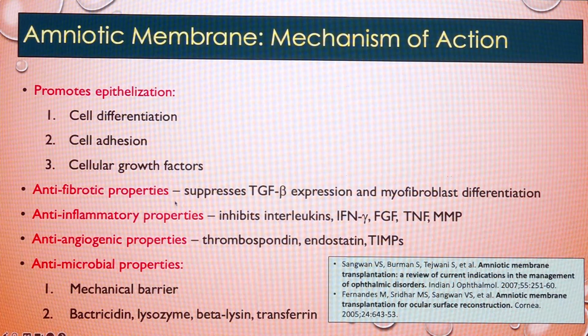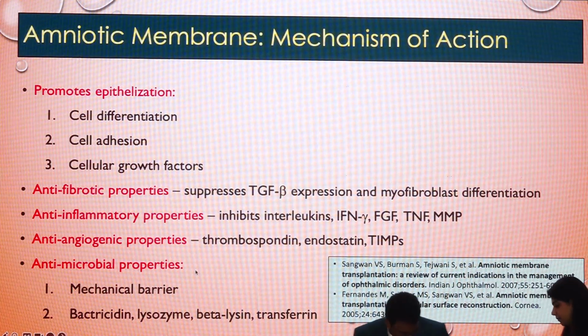It has got antifibrotic properties by suppressing TGF-beta and myofibroblast differentiation. As we all know, chemical injuries and Stevens-Johnson's basically induce a tremendous amount of fibrosis on the ocular surface. So in the acute stage, amniotic membrane will help in arresting that fibrotic process. It has anti-inflammatory properties, including IL-10, interferons, fibroblast growth factor, TNF, and MMP9. So this is all prevented by it. It has got anti-angiogenic properties also, so it prevents corneal vascularization.